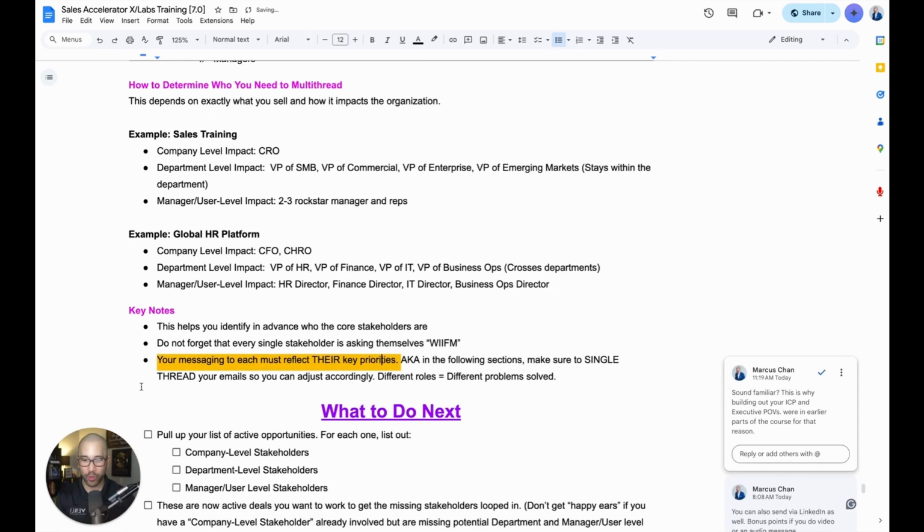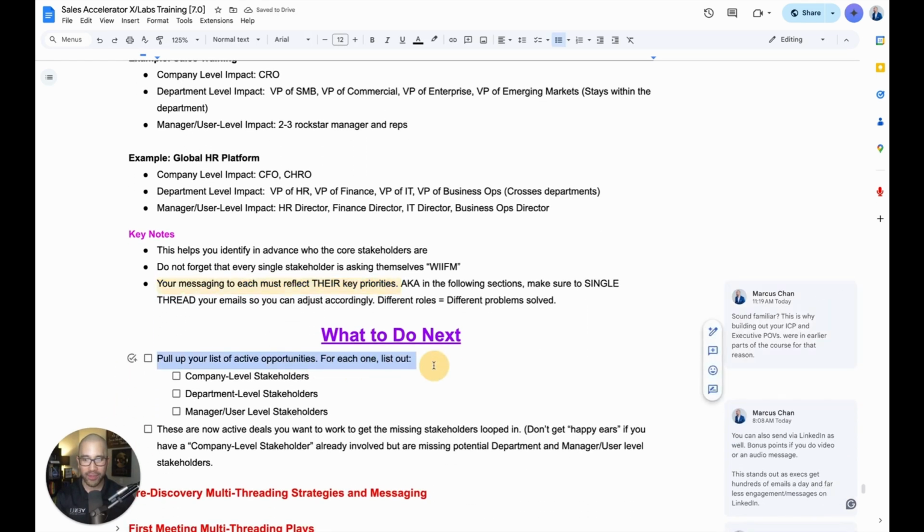Here's what you want to do. Pull up your list of active opportunities, and for each one, write out in bullet points the company level stakeholders, department level, and manager level, okay? Then go through these active deals and look at who the missing stakeholders are. A little side note: don't get happy ears if you're like, oh cool, I've got the company level stakeholder ready, but you're missing other potential department level or manager level leaders, because ultimately getting them all involved helps de-risk the deal.